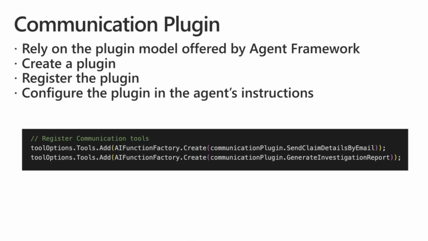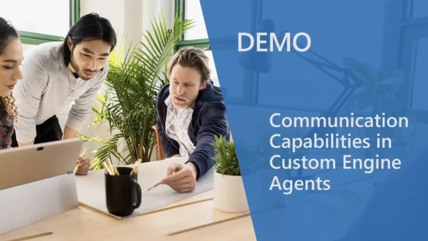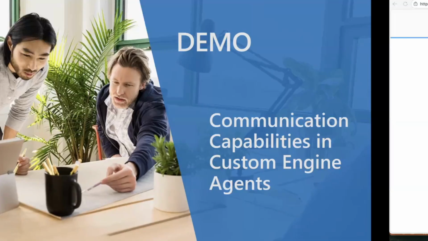The communication plugin is nothing more than a .NET type, or generally speaking, a class that we use to provide the actual implementation of the communication inner logic, and we register that plugin inside the agent framework pipeline so that whenever the agent will need to rely on the communication capabilities through this registered plugin, it will be possible to do so. So let me switch to the demo environment. Let me show you, practically speaking, what you need to do.